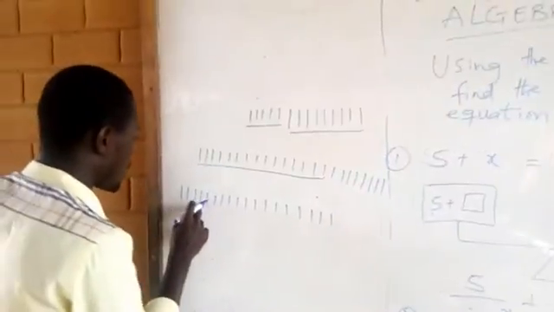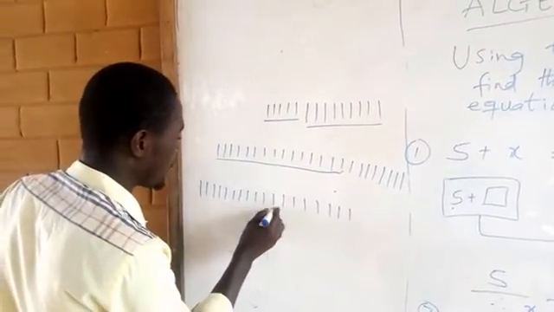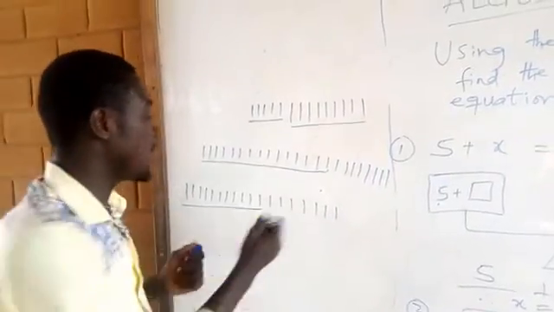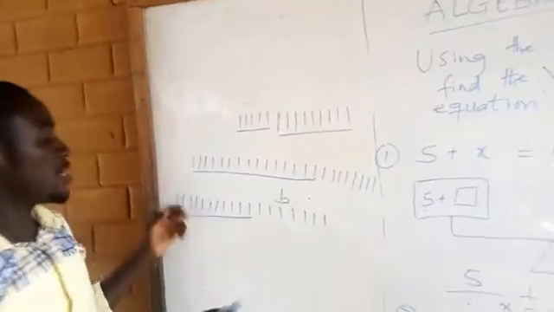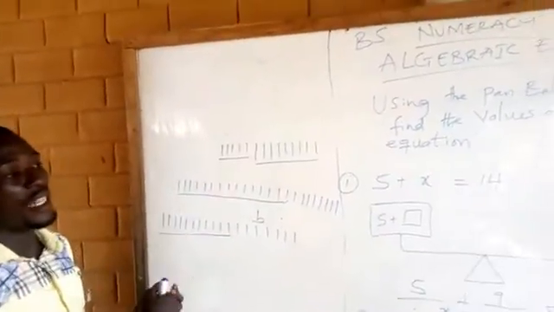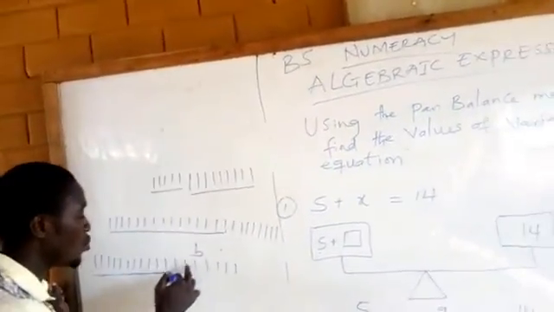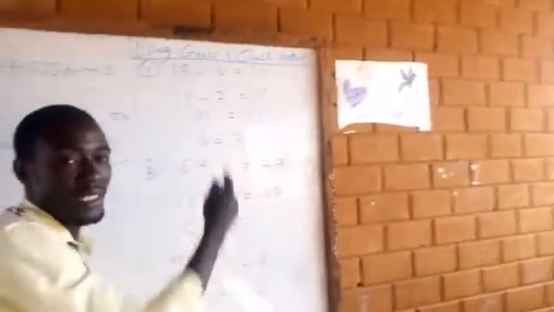1, 2, 3, 4, 5, 6, 7, 8, 9, 10, 11. So looking at that, whatever is left will be the value of this b, because when you take b out of the 18, you're going to get 11. We need to get 11 at the left side also. So when you take the 11 there, what is now left? 1, 2, 3, 4, 5, 6, 7. So that means 18 minus 7 will give us 11.